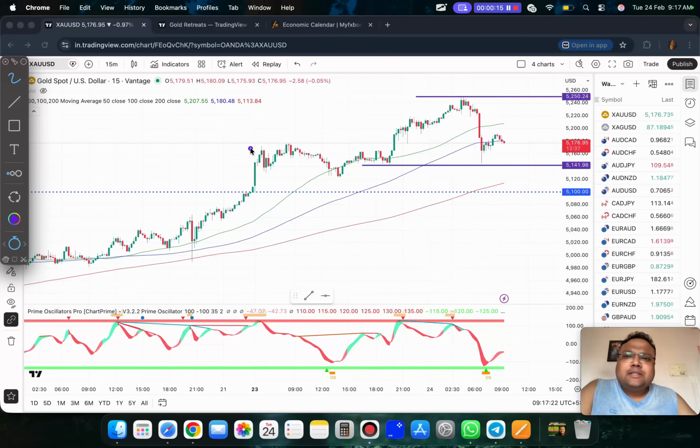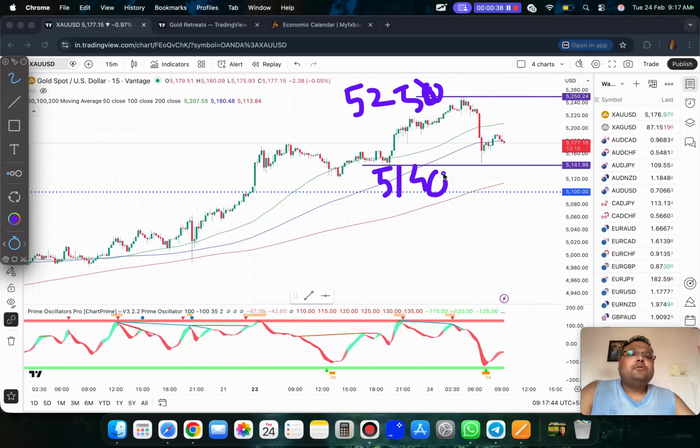This is the 15-minute chart of gold in front of us. After making the high of 5250, gold came down sharply, and after taking support around the 5140, 5142 level, the market bounced. So right now the range of gold is 5250 and 5140.